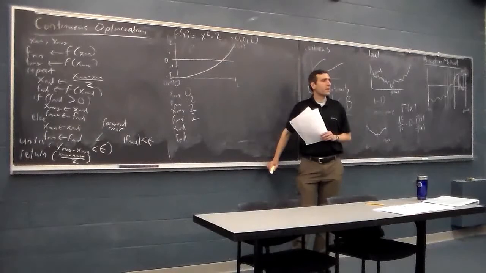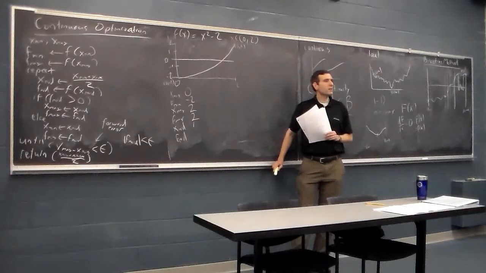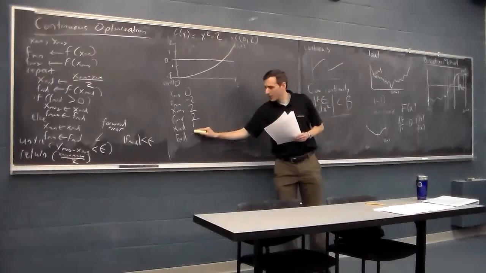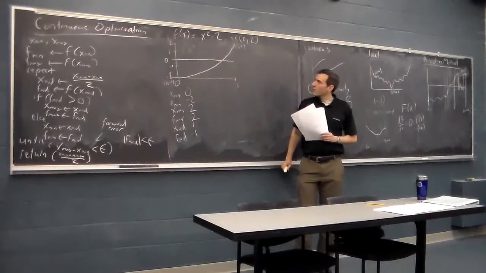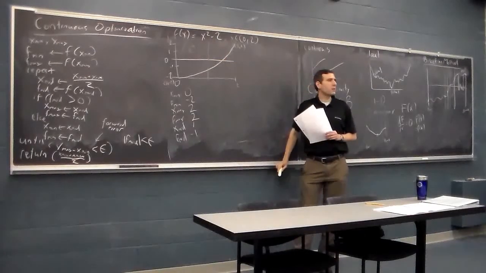So can anyone tell me what x mid should be? Yeah, that should be 1. And then what would f mid be? It would be minus 1, so 1 squared minus 2. So then in the next round, this would be equivalent to taking a point about there. What would we do next?